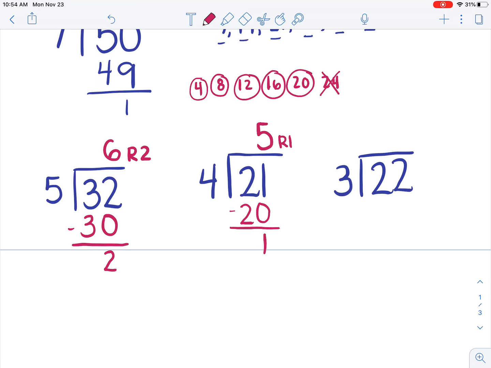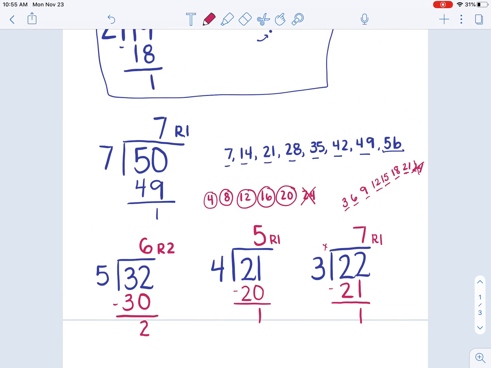Let's look at this very last one, counting by 3s. 3, 6, 9, 12, 15, 18, 21, 24. 24 is too big, so I have to use 21. 1, 2, 3, 4, 5, 6, 7. Everyone gets 7. Then I'm thinking, well, 3 times 7 is 21. I'm going to see how many I have left over. Just 1 left over.